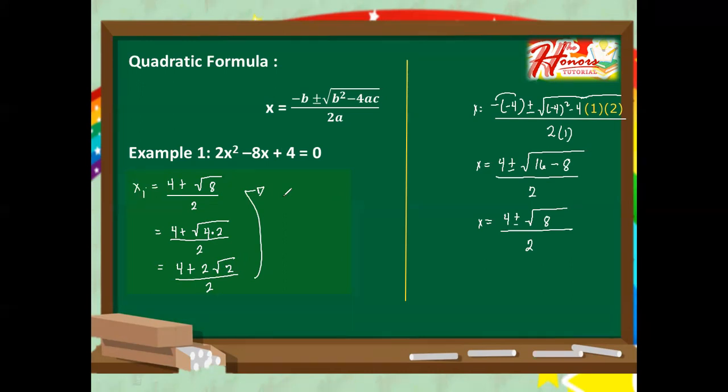And then we have to simplify. So we have here 4 divided by 2. We cannot combine 4 and 2 if you're thinking of that. It is because they are unlike terms. 4 is a constant while 2 square root of 2 is a radical. So therefore, what we can do is to have this.